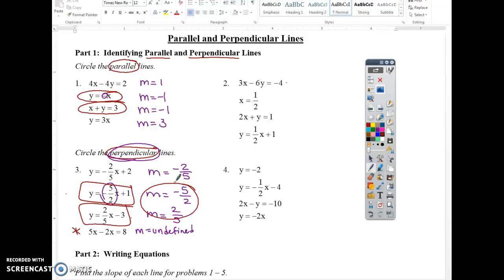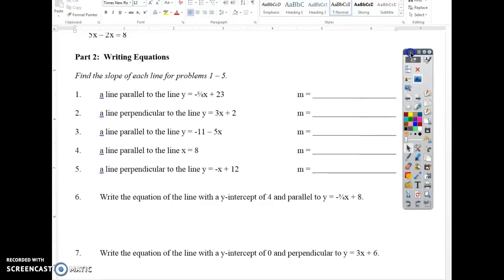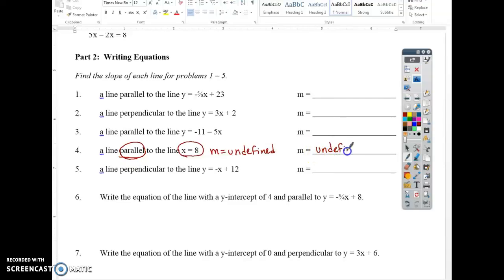Scroll down to problem number 4 at the bottom, because these are asking to find only the slopes. So m equals, you need to find the slopes here. Problem number 4 says a line parallel to the line of x equals 8. Well, we just talked about x equal lines have what type of slope? Undefined slope. So this one, the slope is undefined. And for it to be parallel, what does the other slope have to be? Undefined. They both have to be vertical lines for them to be parallel.